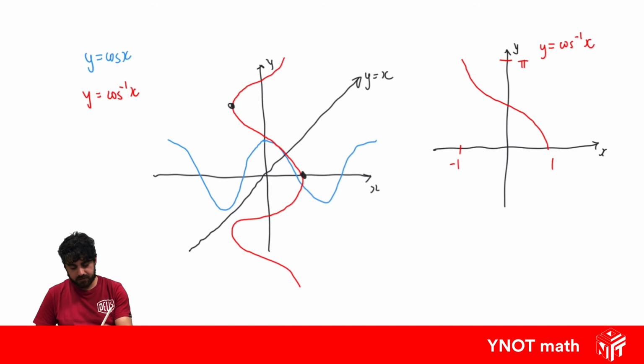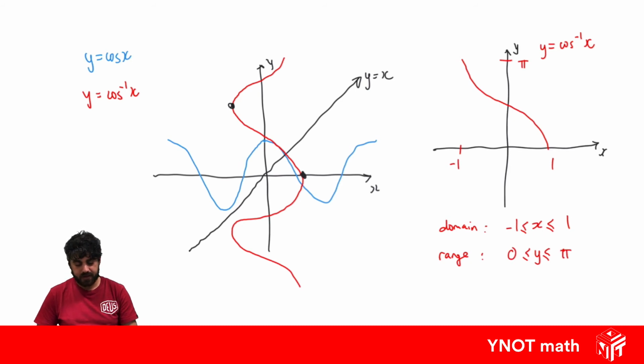So let's just write in our domain is going to be when x is between -1 and 1, and our range is going to be from when y is between 0 and pi. And again, for every inverse function, domain and range switches from the original function.